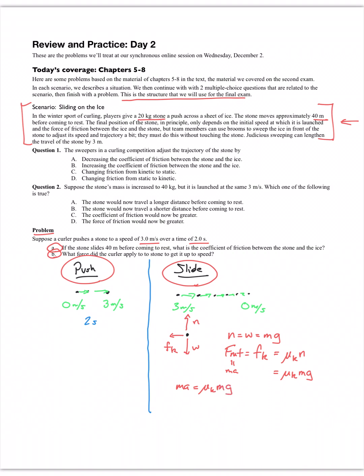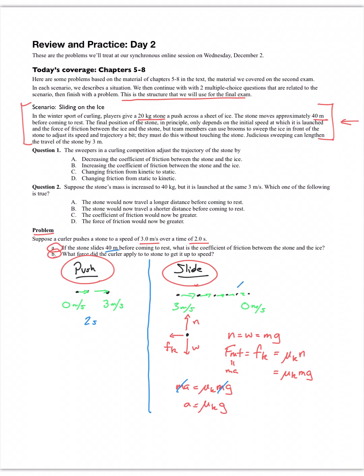Now check out what happens next. The mass goes away, and I just have the acceleration. And the acceleration is equal to mu k times g. You know what else I can say about the acceleration? The stone slides for 40 meters before it comes to rest.